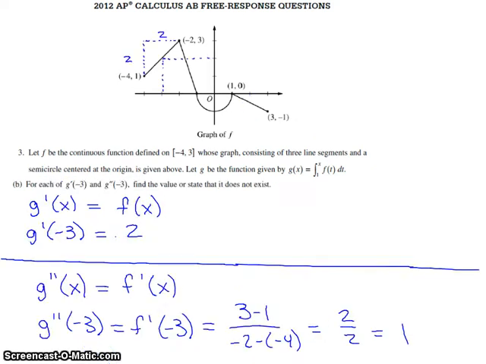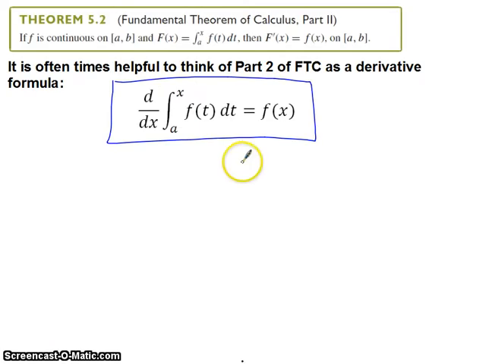As we move on to part B, we're asked to find g prime of negative 3 and g double prime of negative 3. Now before you can find either of these, you're going to have to start with some derivatives. So if you're taking the derivative of this function right here, what's useful to use is the second part of the fundamental theorem of calculus. And I have from our notes what that was defined to be. So this is right out of our book.